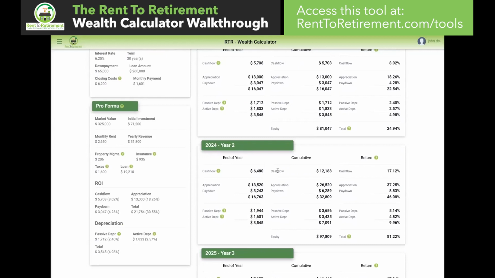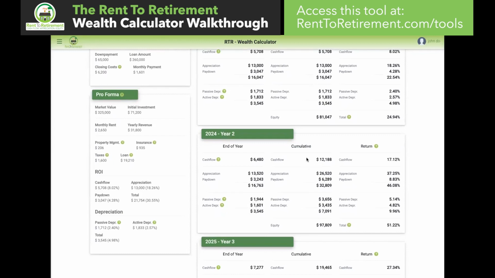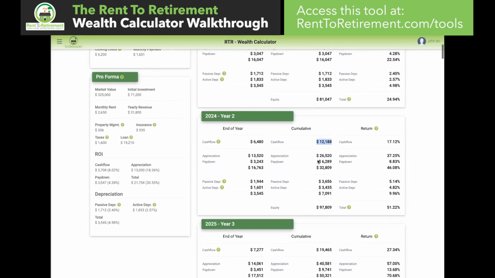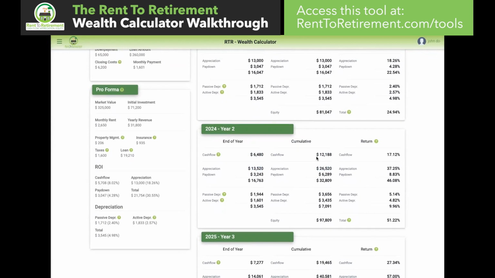Now, if you go down to year 2, you can see now this is cumulative. This section here is actually taking into account years 1 and 2 combined, right? So here's your total cash flow combined for those 2 years. We would expect some rental growth after 1 year, especially in a Southwest Florida market where you do see strong rental growth. We have cumulative appreciation, and here's your appreciation year 2. It's just important to notice the cumulative appreciation.